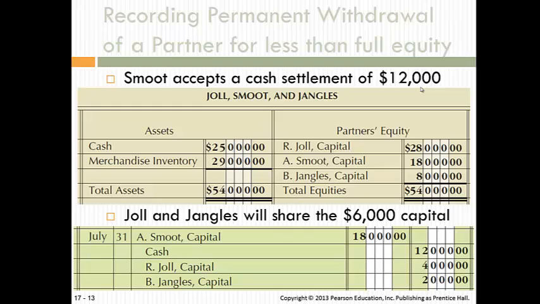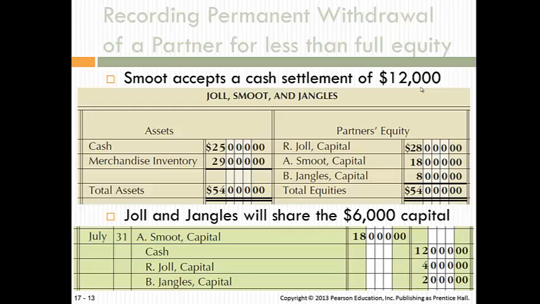Now let's look at a situation where the withdrawing partner takes assets less than book value. In this example, on page 632, we have Joel, Smoot, and Jangles. Smoot is withdrawing from the partnership. His capital account balance, as you can see here on the balance sheet, is $18,000. He accepts cash of $12,000 to leave the partnership. To make his capital account balance zero, we have to debit it for $18,000. Then we credit cash for $12,000 because he's being given cash to leave the partnership.